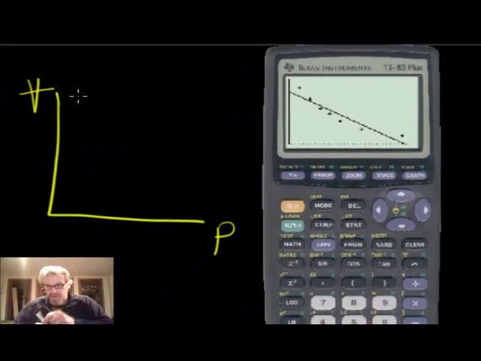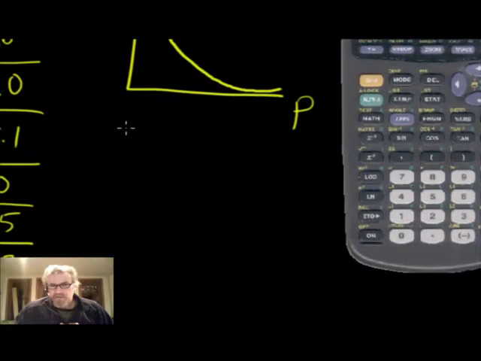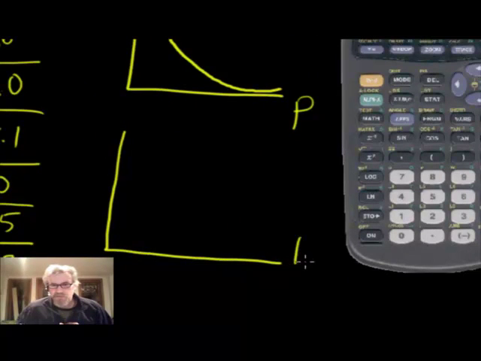In fact, what we have is a graph that looks like that. Now, there are a bunch of different mathematical relationships that have that general shape. One of the ways that we can test and find out which one we have is by doing this. If we take the inverse of pressure and plot that on the x-axis, and on the y-axis put our other variable, volume, if we find that we have a straight line here, well then we know that the relationship that we have is what we call an inversely proportional relationship.